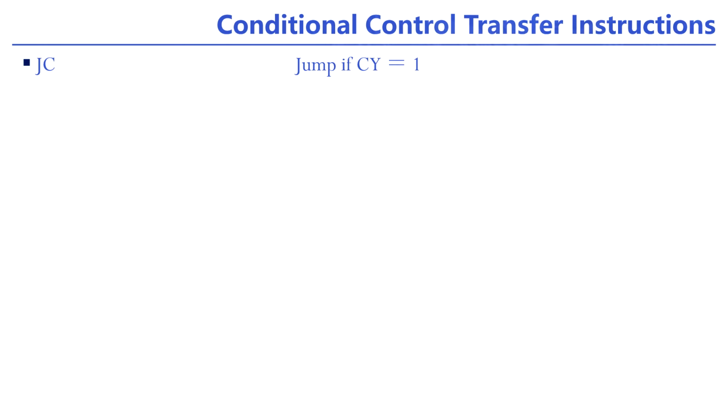Next, we will see conditional control transfer instructions. Under conditional control transfer instructions, there are several instructions supported by the 8051 microcontroller. The first one is jump if carry. Let us see how this instruction is executed. Let us consider we have instructions 1, 2, 3, and so on. Then we have ADD A comma B. Now let us see two cases of this instruction: carry is equal to 1 after this operation, and carry is equal to 0 after this operation.